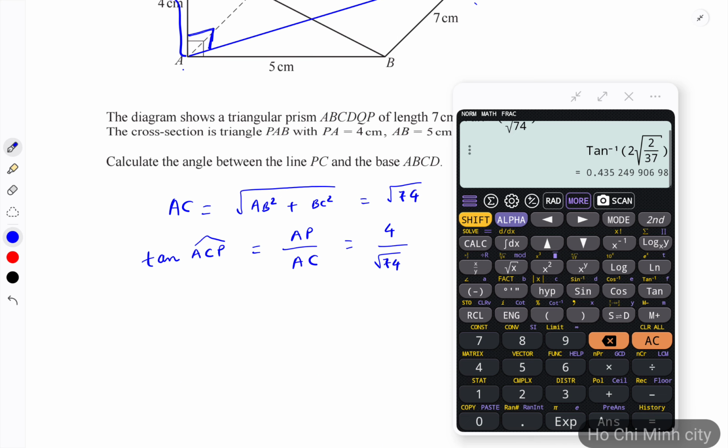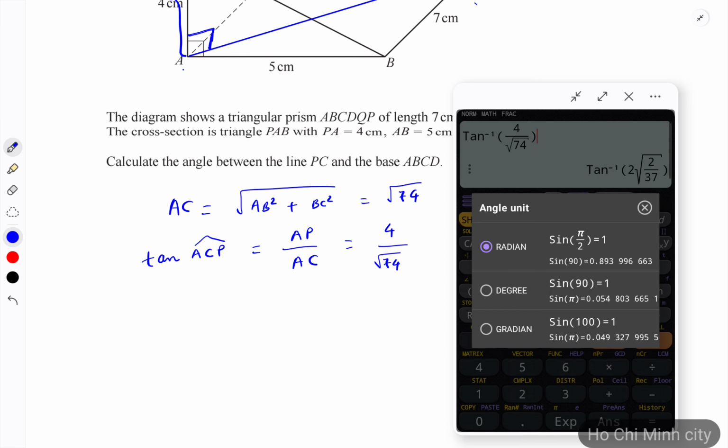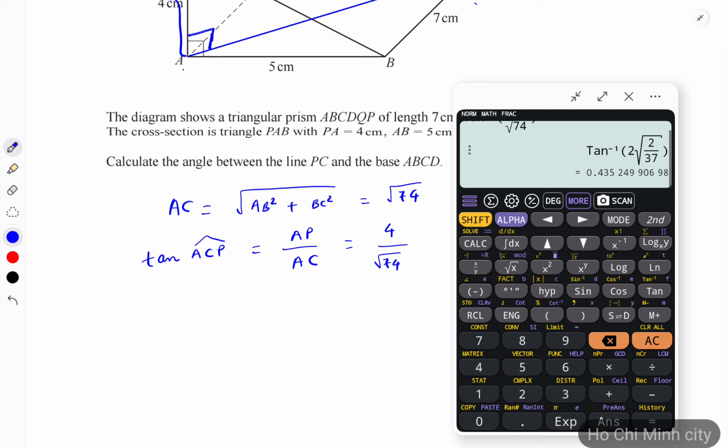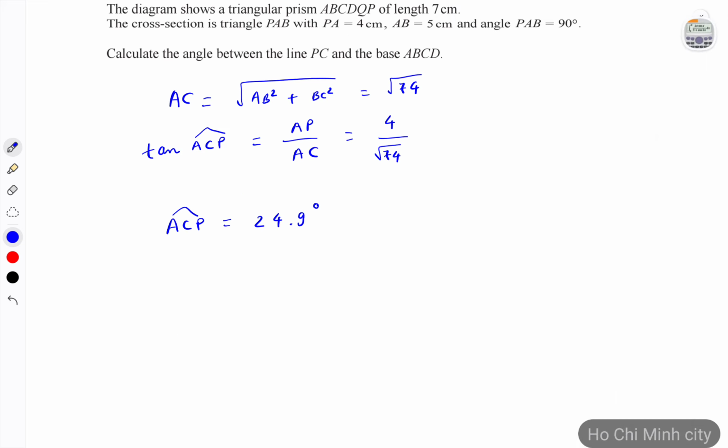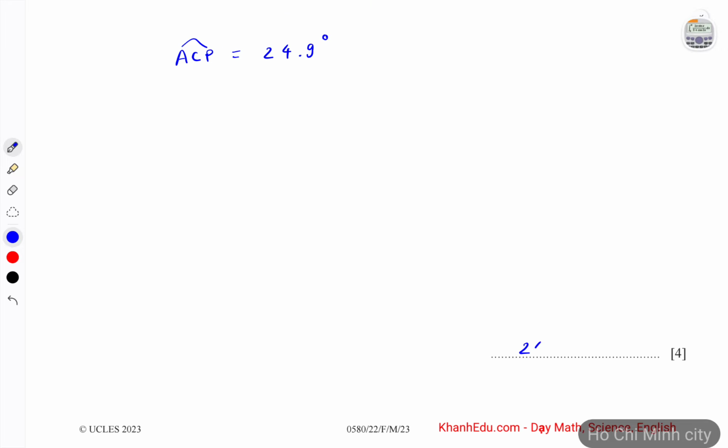So the angle is, I think we should change from the radian to the degree, right? So, radian to degree, and that is 24.9. So the ACP is 24.9 degrees. All right, so the answer is 24.9 degrees.